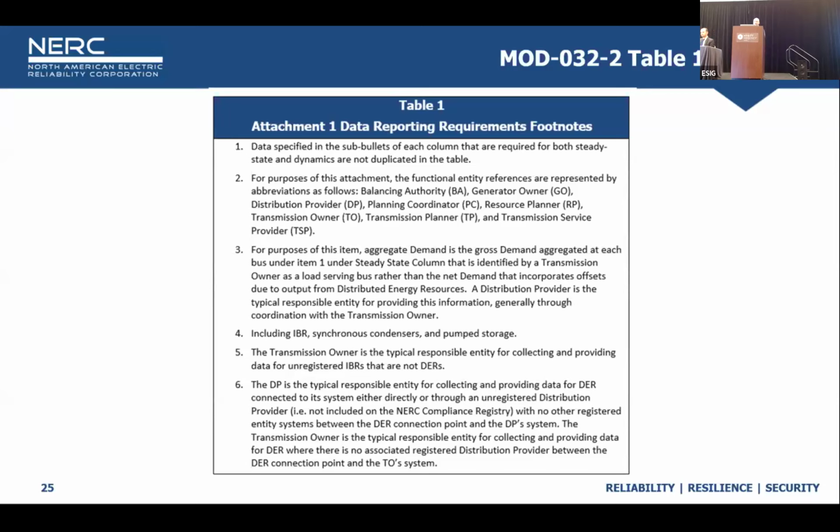And then footnote 6 is really around this DER data that may or may not be connected to a registered distribution provider, and really trying to provide some guidance on who the registered entity should be that is basically responsible for providing that data. Typically, it would be a distribution provider for data that's connected to their distribution system. If it's an unregistered distribution system, it's basically that next registered entity up. If there's no registered entity between that DER connection point, who's the next registered entity up that's connected? So if it's an unregistered DP that's connected directly to a TO, it would be that TO's responsibility. If it's an unregistered DP that's connected to perhaps another registered DP, then it would be that registered DP's responsibility to have that data. And again, with the concept being, if they are unable to gather data, they can also have the option to use estimated methods.